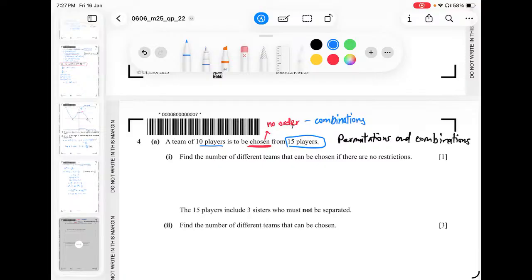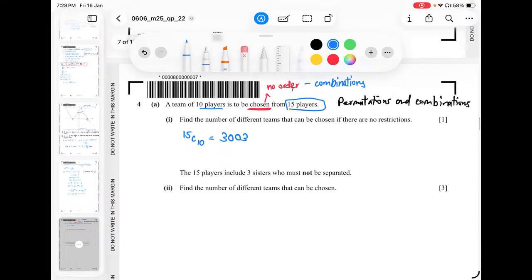So without any restrictions, this is going to be 15 choose 10. When you type 15 choose 10 on your calculator, you will get 3003. So that's your answer for the first question, 1 mark. Now let's move on. The 15 players include 3 sisters who must not be separated. Find the number of teams that can be chosen now.